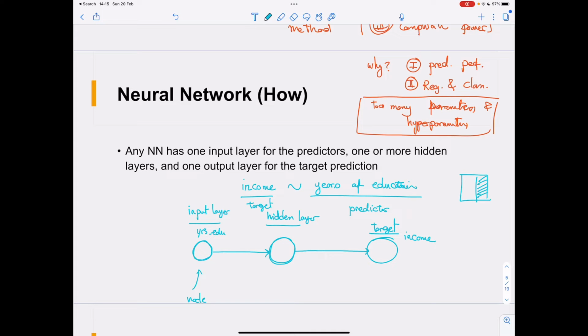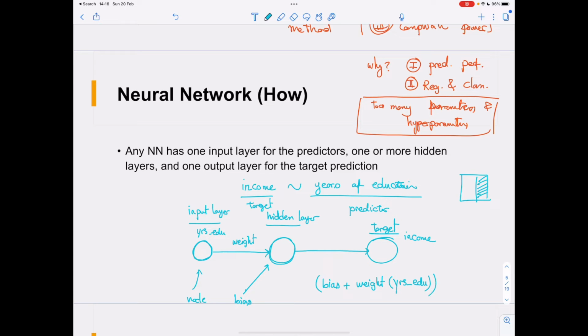The thing is, this node in the hidden layer also has a parameter called bias, and it has a parameter called weight. So inside of it, three things are considered, and it is in this form: bias plus weight multiplied by years of education. But this is not equal to the outcome. This is not what comes out of the hidden layer.